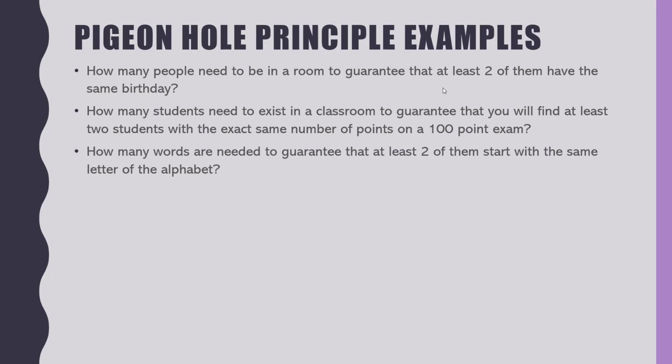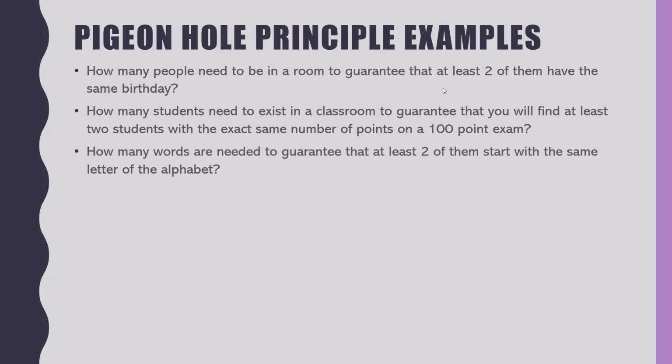How many people need to be in a room to guarantee that at least 2 of them have the same birthday? Oh, don't answer that just yet. That's actually a pigeonhole problem. How many students need to exist in a classroom to guarantee that you will find at least 2 students with the exact same number of points on a 100-point exam? Assuming we're not using half points, just 0, 1, 2, 3, 4, 5. How many words are needed to guarantee that at least 2 of them start with the same letter of the alphabet? Those are all pigeonhole problems. They're also counting problems, and we want to count what the total number is.